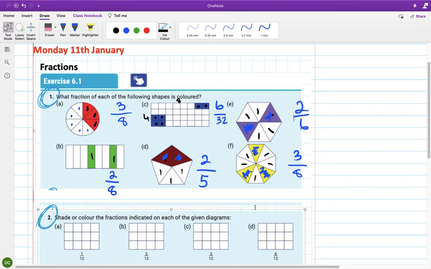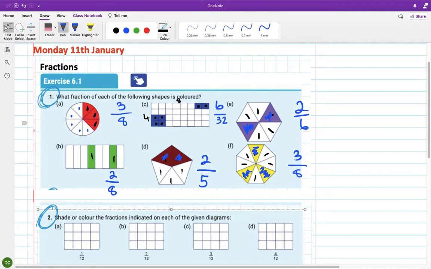Some of those fractions are not in their simplest form, but it doesn't say anywhere in the question that they need to be. Okay, so if you did simplify them, that's fine. If you didn't, that's absolutely fine too, because it doesn't say.